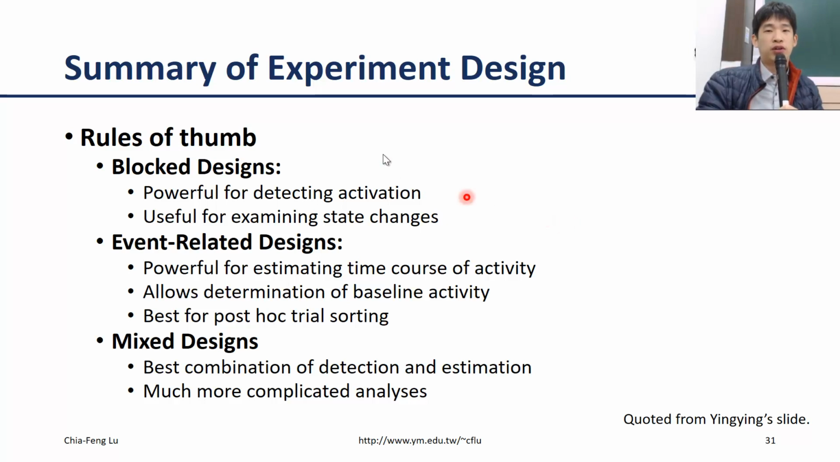Okay, so in the final slide, I'm going to give you a summary of the experimental design. I think each one has its pros and cons, but I try to list the pros for each design. So every time you try to use a different design, you can keep this in mind. If you want to have a very strong detection power, then you use block design. And also if you want to estimate the state changes, it's very useful to use the block design. Event-related design, if you care about the time course of the BOLD signal, specifically the event-related response, then you use the event-related design.